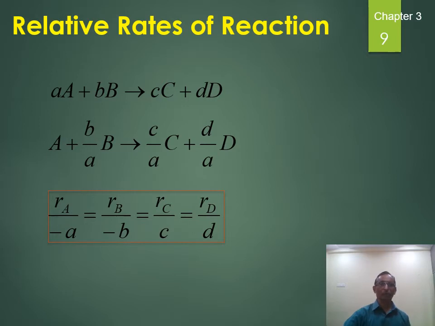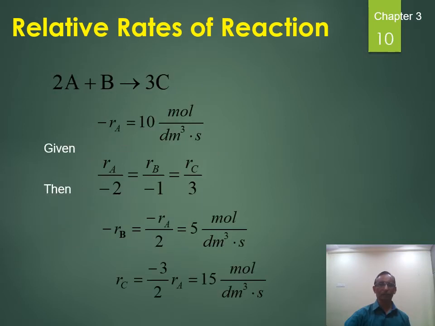So how are we going to compare the relative rates? Minus rA by a equals minus rB by b equals plus rC by c equals plus rD by d, because C and D are going to form. This is how you write the relative rates. If you want to compare rA with rC, then consider these two, rA/a equals rC/c. If you want to compare rB with rD, then rB/b and rD/d, that is how you have to write it.